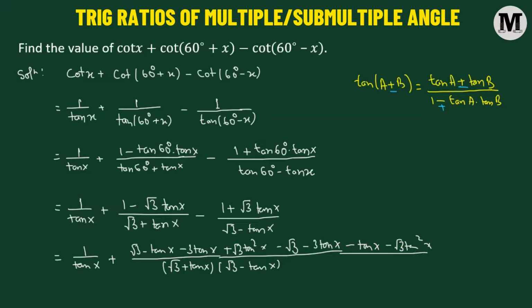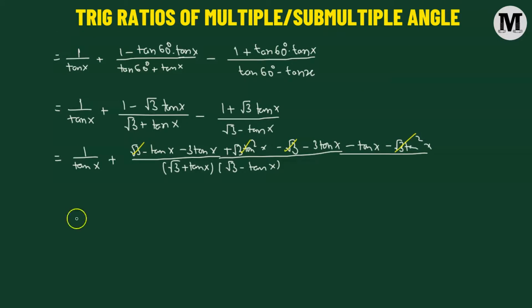Now we can see that some of the terms will get cancelled out. So we have square root of 3 and negative square root of 3, positive square root of 3 tangent squared x and negative square root of 3 tangent squared x get cancelled out, and that's going to leave us with 1 over tangent of x added to, so here negative tangent of x, negative 3 tangent of x, negative 3 tangent of x, and negative tangent of x, that becomes negative 8 times tangent of x. And in the denominator, that's simply the difference of squares. So we should get 3 minus tangent squared x.